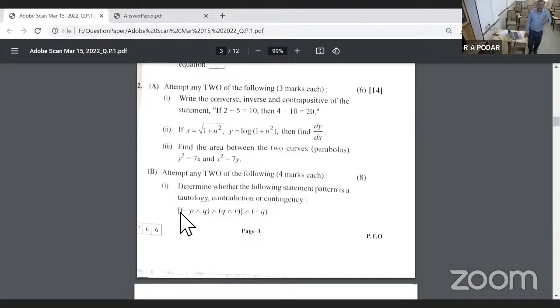You know this. So third question is there. Find the area between the two curves. So we will see the solution for this also. So question B you can see, determine whether the following statement pattern is a tautology, contradiction or contingency. You have to form the truth table.